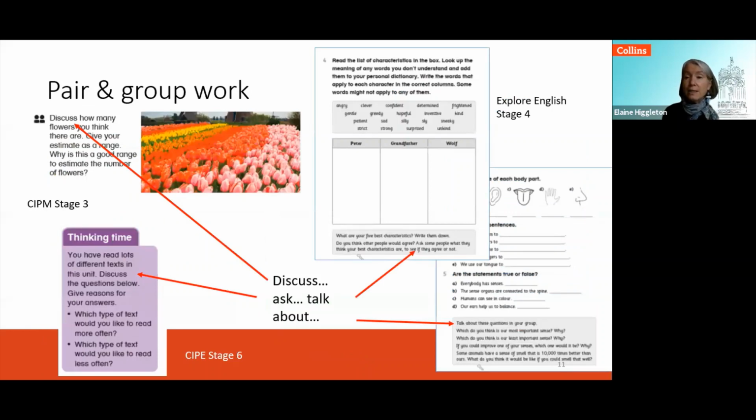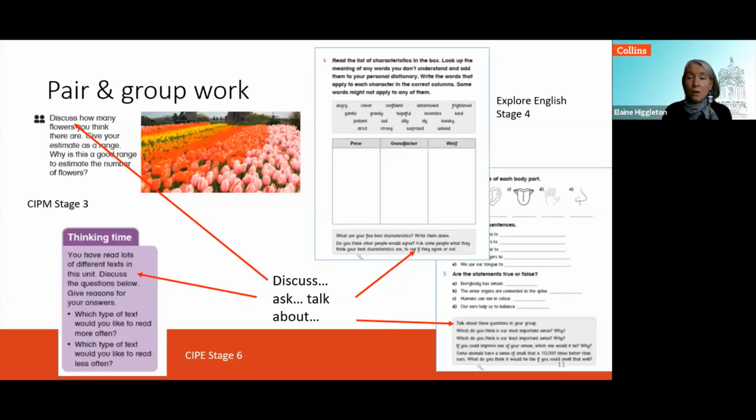Every time in a Collins students book, every time that we say discuss or ask or talk about, these are opportunities for communication and collaboration. You can see the first example with the picture of the tulips is from International Primary Maths. Discuss with your partner or in your group how many flowers you think. Give an estimate. Give your estimate as a range, but we're asking students to discuss. They are communicating and they're collaborating over what they think the answer might be. And the same here with thinking time. Discuss the questions given below.